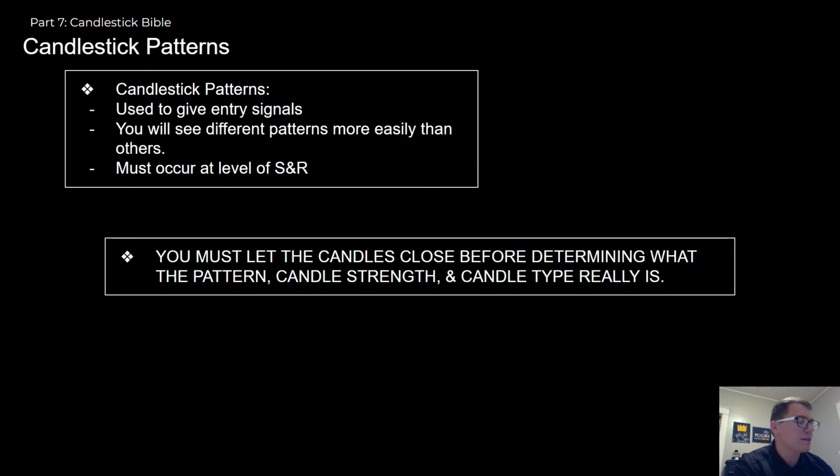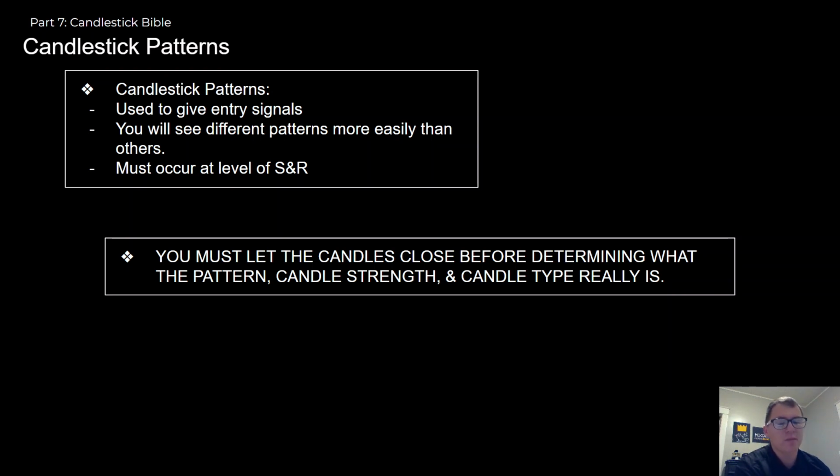And the only way these candlestick patterns are valid is when they're occurring at a level of support and resistance. Now, the more you study these patterns and the more you study charts, you're going to realize that these candlestick patterns play out all the time. They're all over the charts, but it only matters when it occurs at a level of support and resistance. And with that, you must let the candles close before determining what the pattern, candle strength, and candle type really is. Based on the last section, we determined candle strength, strong candles, weak candles, and neutral candles.